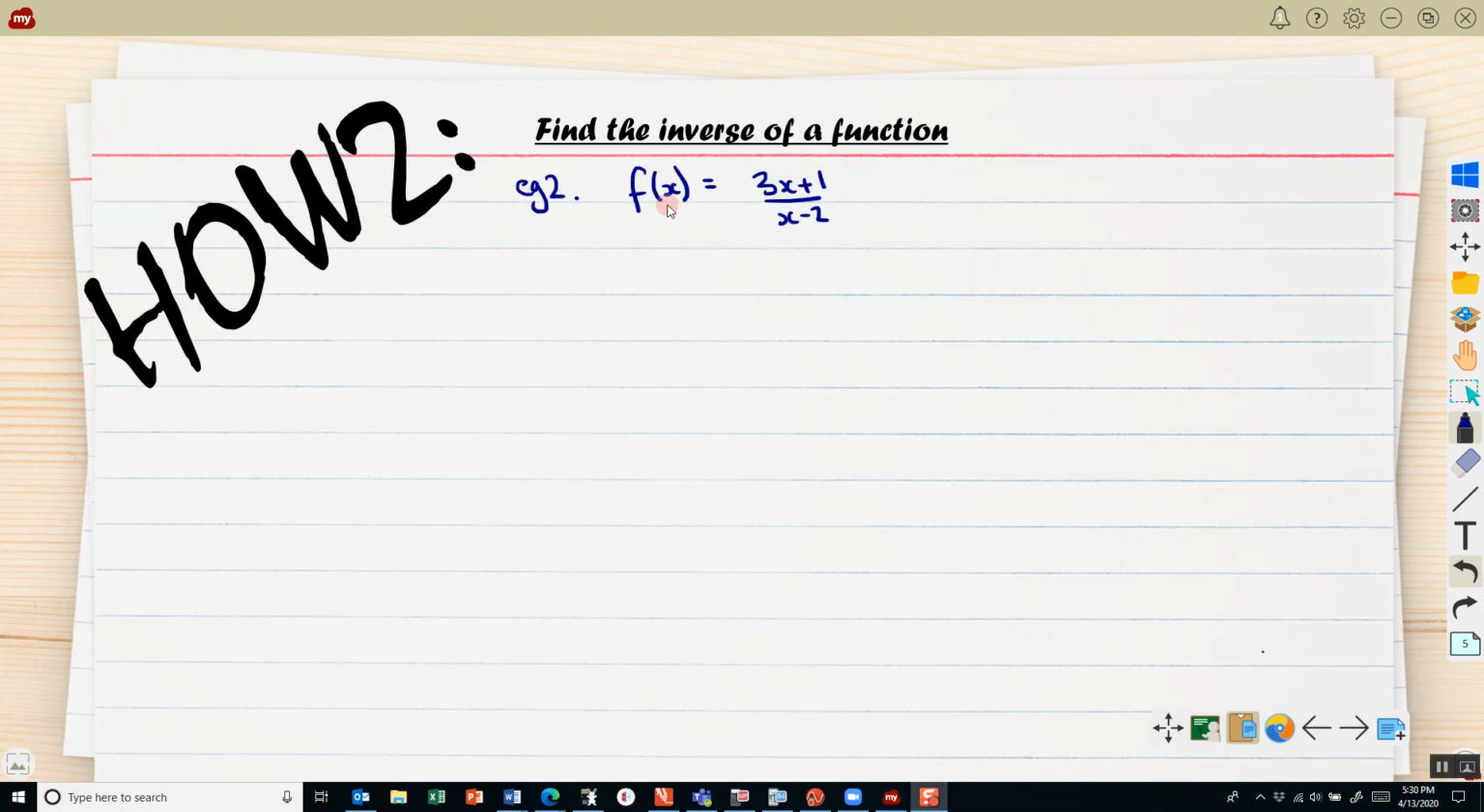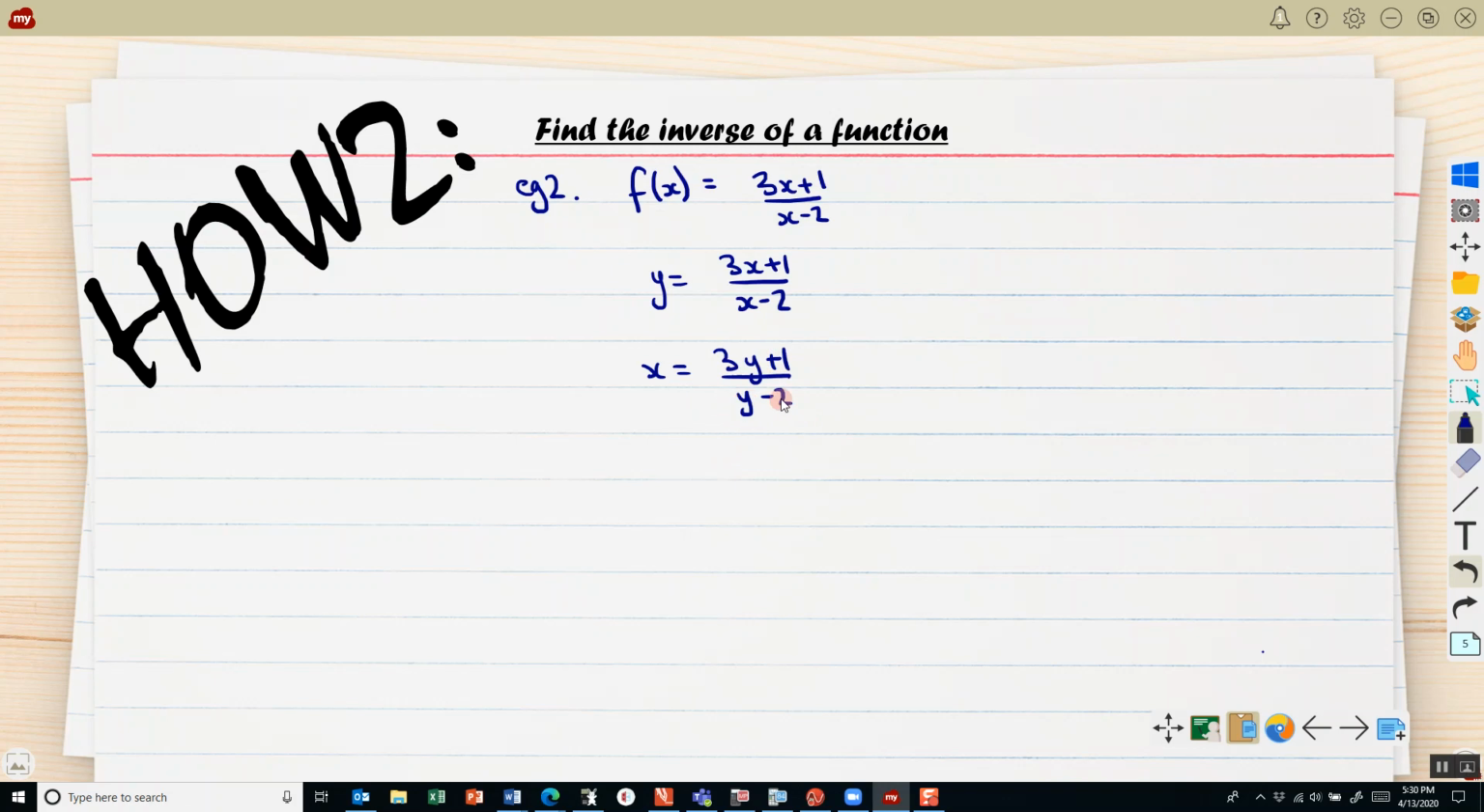Okay, so the second example, f of x equals 3x plus 1 over x minus 2. This is a common one. Same principle, you change your f of x to y equals. You swap your x's and y's. And now I need to rearrange this so it is y equals, okay?